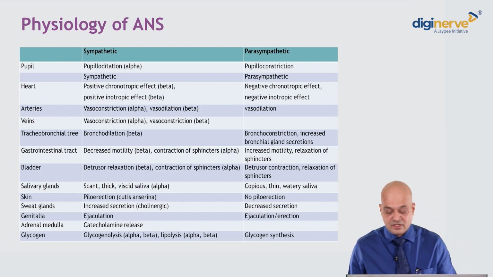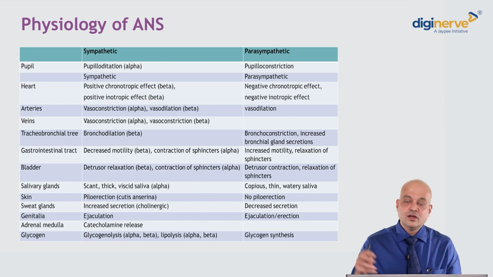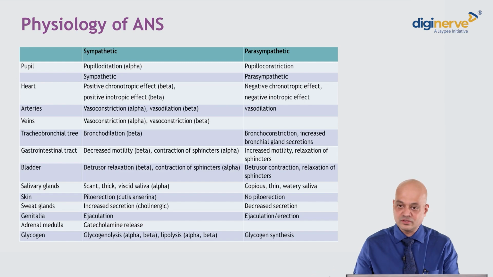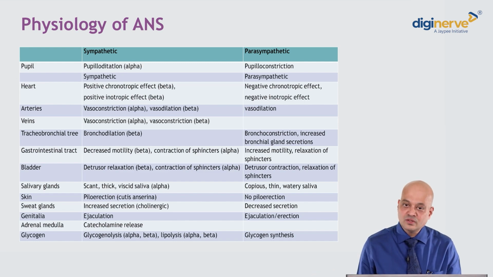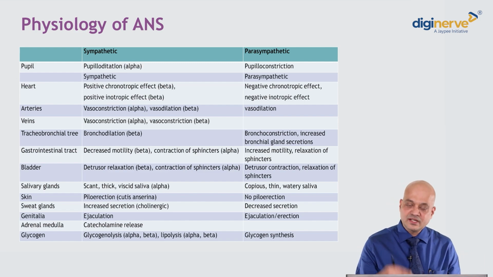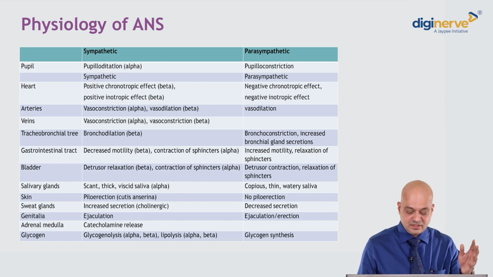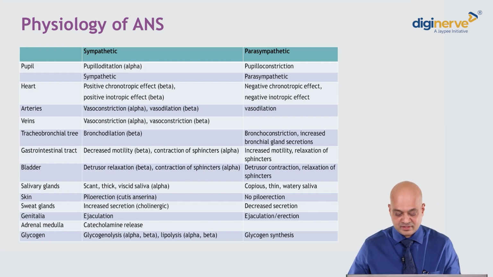The physiology of the autonomic nervous system. Now, on the left-hand side, you will have the pupil and the organs. In the middle of the chart, you will have the sympathetic supply, what it does to the organ. On the right-hand side of the chart, you have the parasympathetic supply and what it does to the organ. If you see as a whole, most of these are doing paradoxical functions to each other. For example, the pupil: the sympathetic will cause pupillary dilatation and the parasympathetic will cause constriction. So, mydriasis is sympathetic, meiosis is parasympathetic.